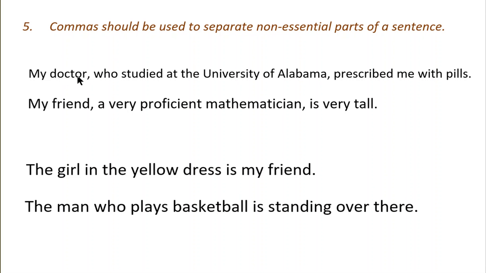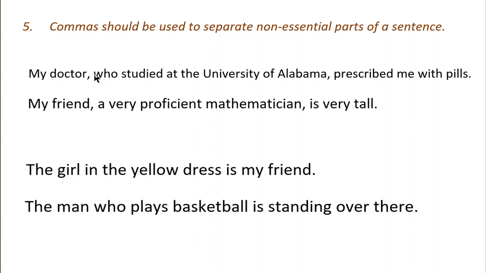On the English section, you won't have to write anything. All you have to do is look at the sentence or the passage that they've given you. And here, the best way to figure out whether or not a part of a sentence is essential is by removing it. So when a piece of information is between 2 commas, if we remove it, will the sentence still make sense? Well, let's read it out loud first. My doctor, who studied at the University of Alabama, prescribed me with pills.